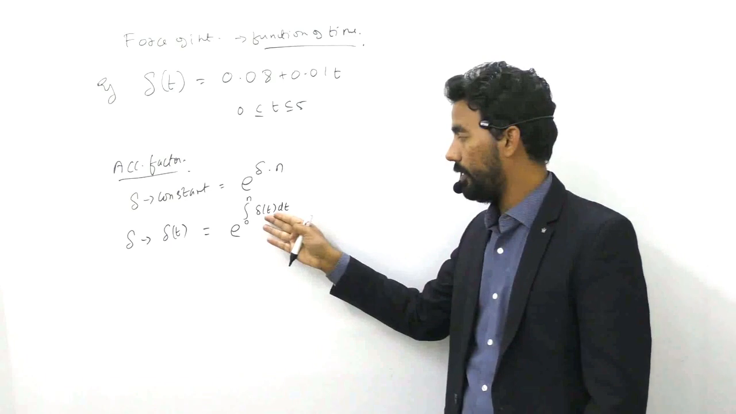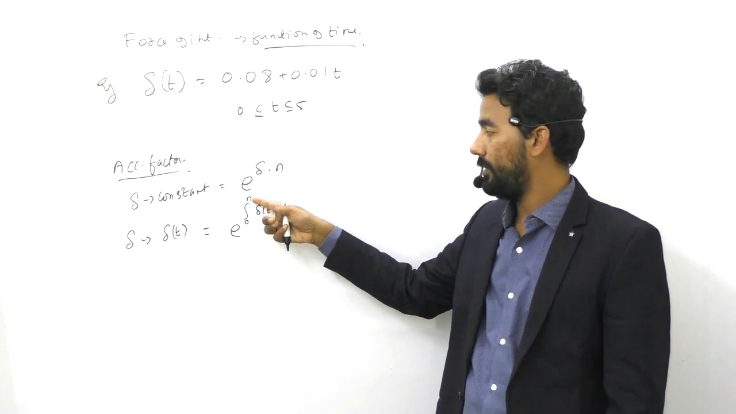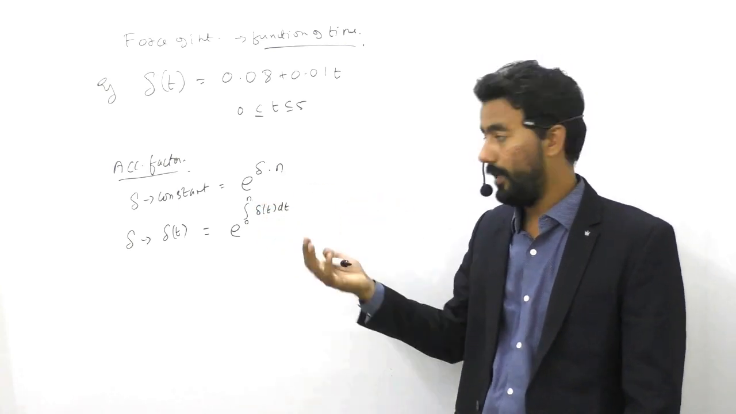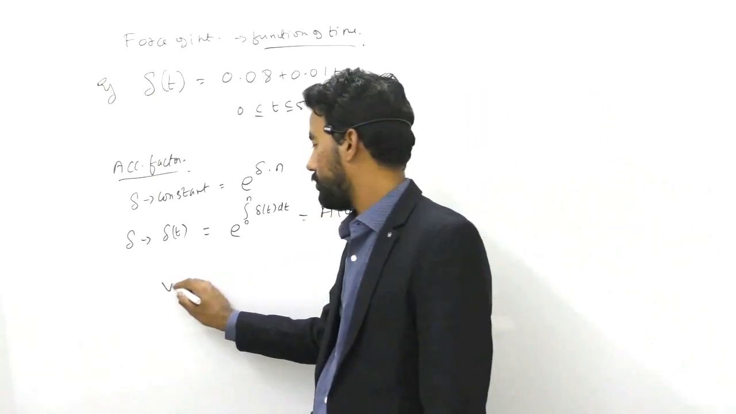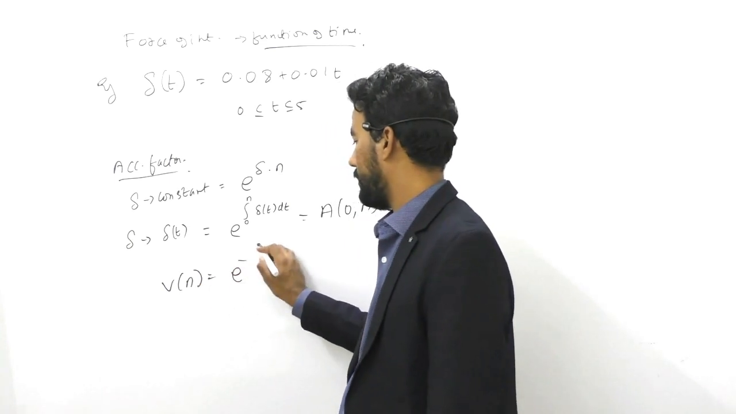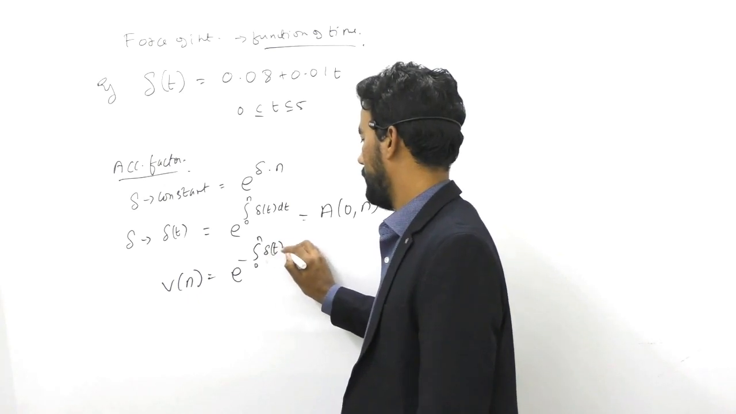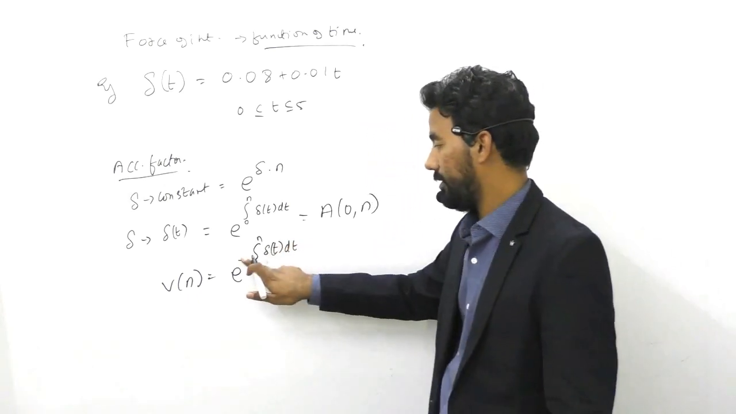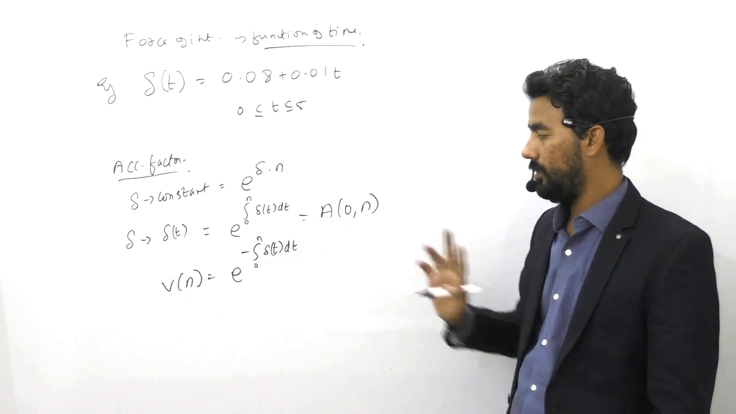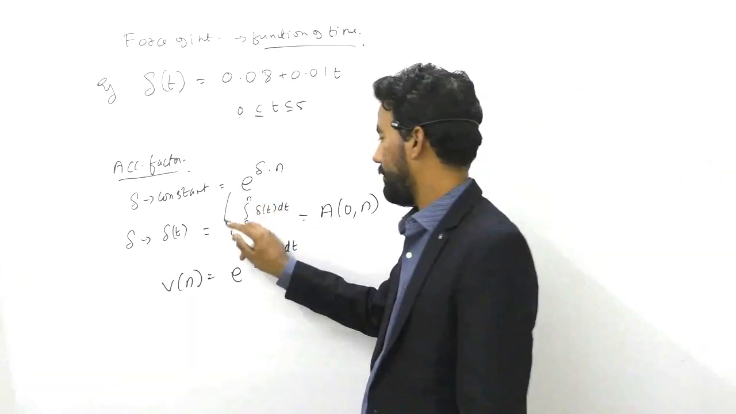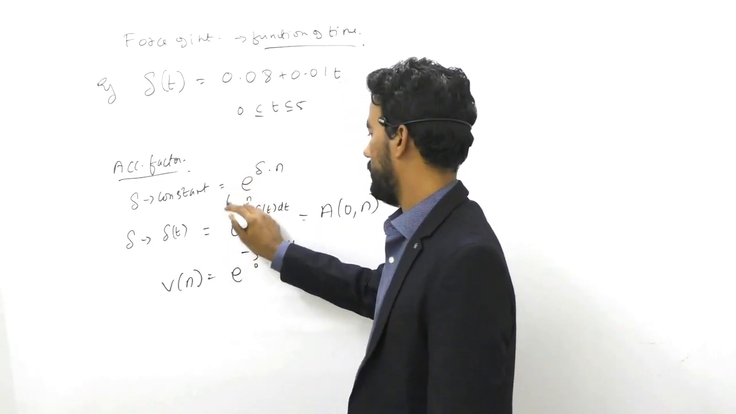So here you integrate the function, the force of interest given, from time 0, that is the point where you're investing, to the time n where you want to find the accumulated value. This is the accumulation factor from 0 to n. Similarly, we can find the discount factor, which is the inverse of the accumulation factor, as e raised to minus the integration from 0 to n of delta t dt. We have seen that discount factors are always the inverse of the accumulation factors. So once you know this is the accumulation factor, the inverse of it is the discount factor. Let us keep this in mind, and we'll see what may be the possible reason behind this right now.